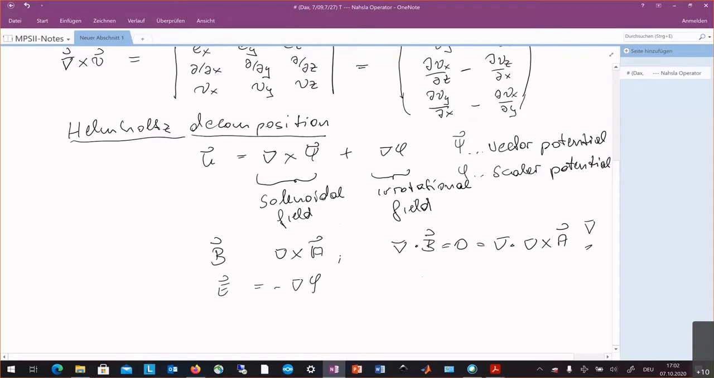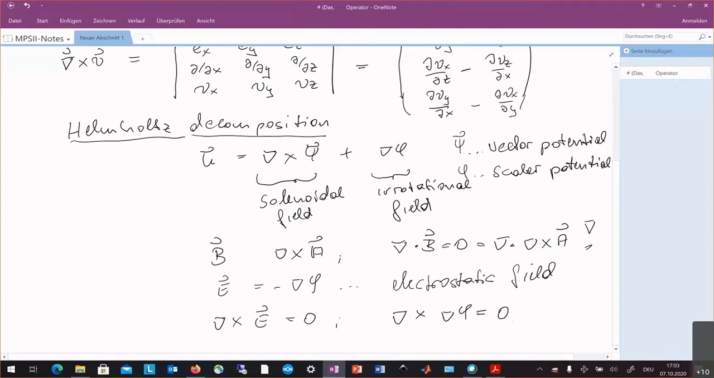So, for example, the electrostatic field. That is because we know in the electrostatic field we have the property that the curl of E is 0. And this is automatically fulfilled when we introduce the scalar potential, because the curl of a gradient is always 0. So you see, this is the very important part in this sense.